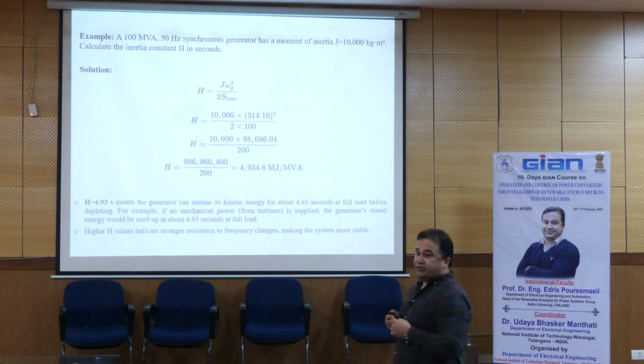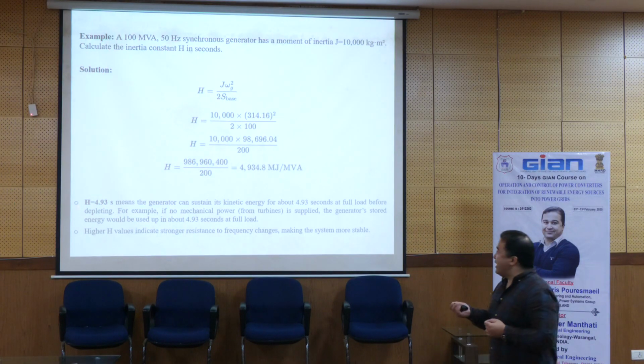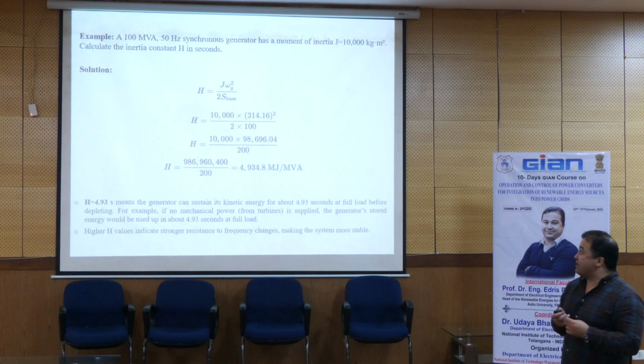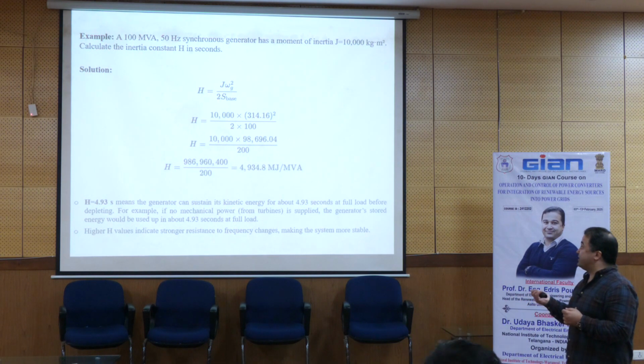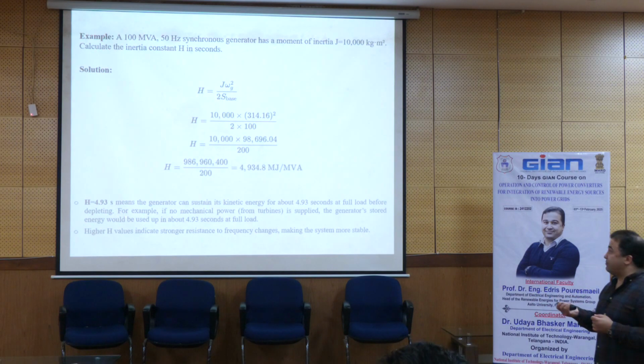So any idea? So H equal to 4.93 means that the generator can sustain its kinetic energy for about 4.93 seconds at full load before depleting.